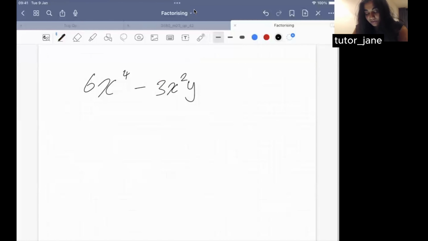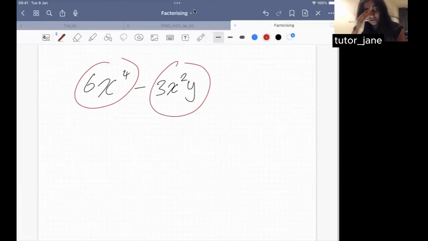So how are we going to factorize this? We're going to follow the rules. We're going to look at every term in our expression. In this case, we have a 6x to the power of 4, and we have a 3x squared times by y, 3x squared y. So we have these two terms. Now, what do they have in common?